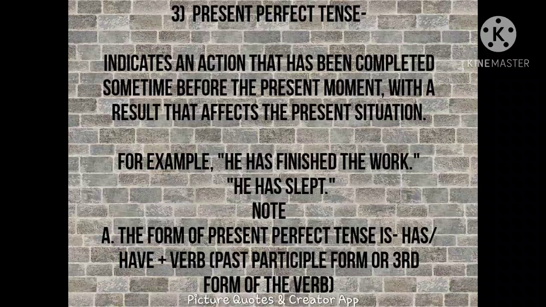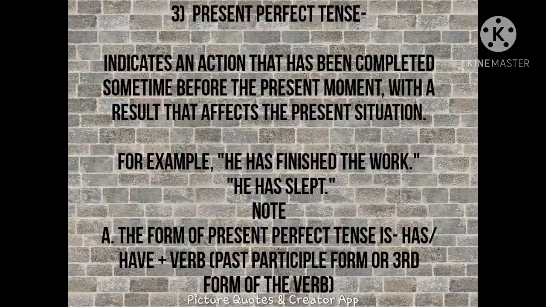The next one is present perfect tense. The present perfect tense indicates an action that has been completed sometime before the present moment, with a result that affects the present situation. So present perfect is used to talk about the immediate past, an action just completed. For example, he has finished the work, and it has some effect in the present. And the second one is he has slept. So to indicate an action that happened in the immediate past, we use present perfect tense.